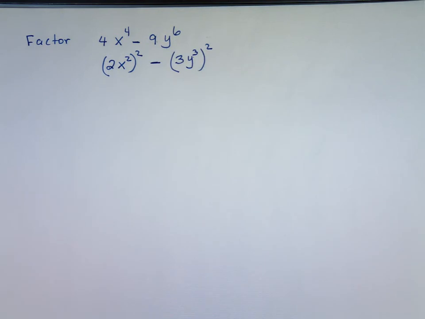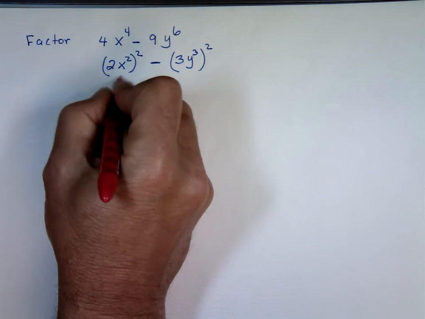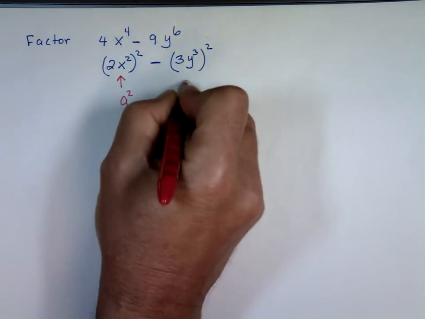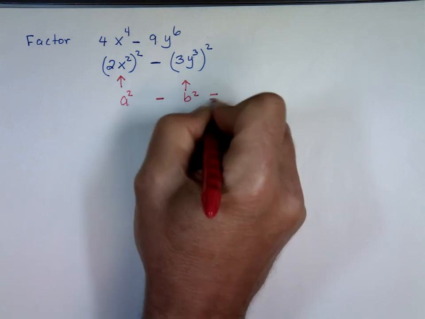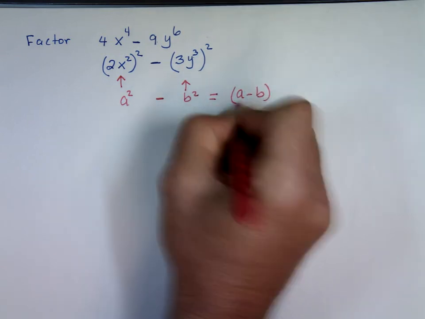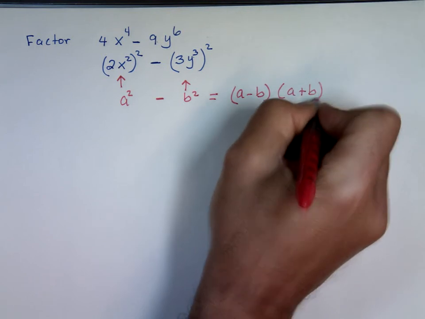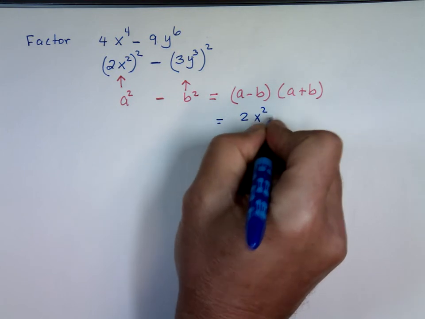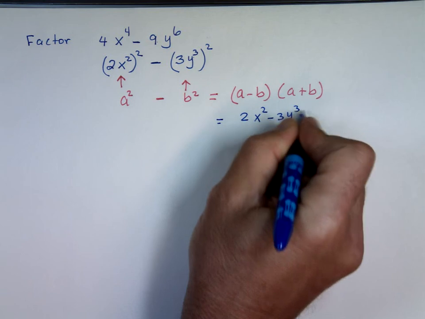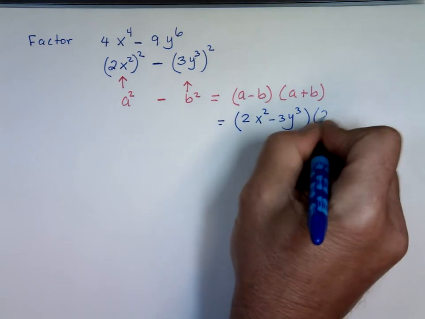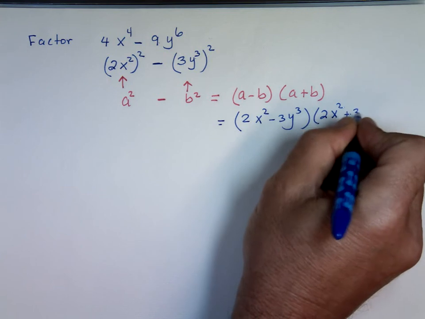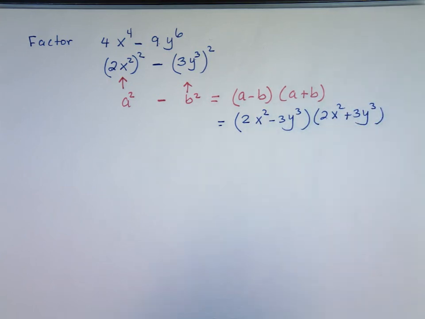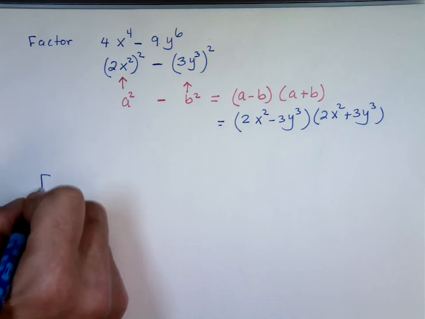That does fit the format of a squared minus b squared, which is a minus b, a plus b. So that becomes 2x squared minus 3y to the 3rd, 2x squared plus 3y to the 3rd. One more. Looks like you need one more example.